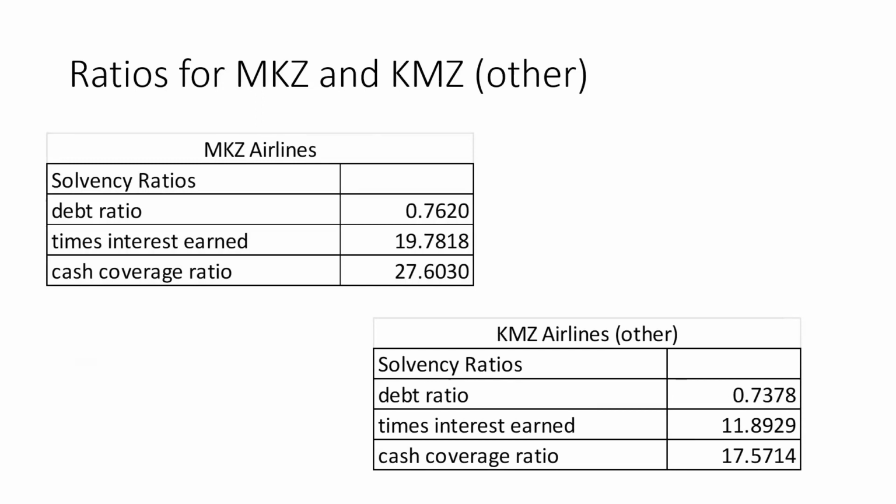So 0.76 for MKZ, 0.73 for KMZ. They're almost similar. Times interest earned for the larger MKZ airlines is 19.78 as compared to 11.9 for KMZ.